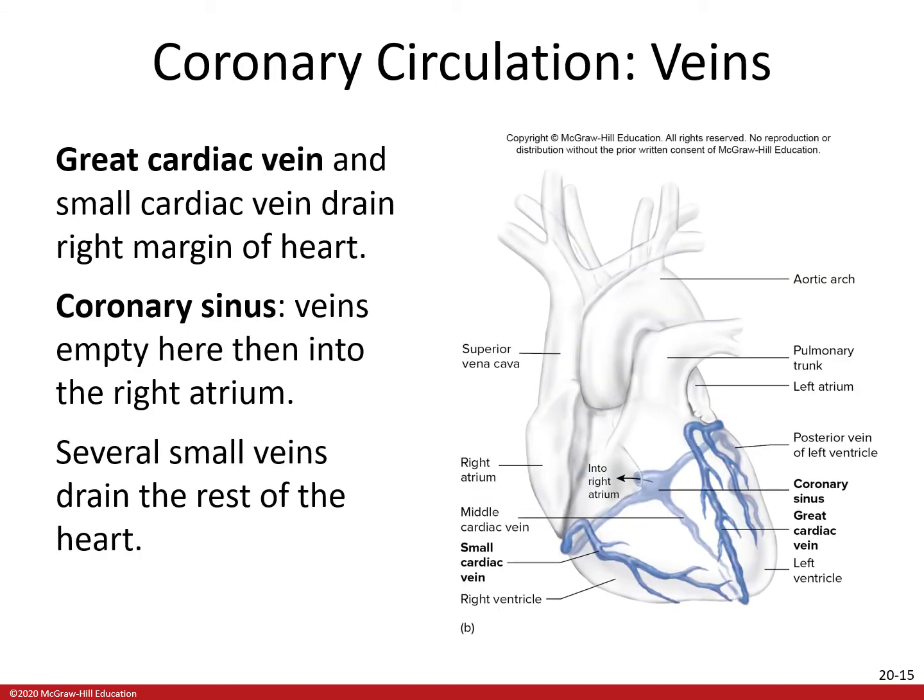Moving on to the coronary circulation of veins. So you have the great cardiac vein, and this is going to be kind of a bigger guy here, which you can see if I can get my little pointer going right here. So we've got our great cardiac vein there. And then it's going to have a small cardiac vein that is going to drain the right margin of the heart. And then the coronary sinus, which is going to be veins that empty here and then into the right atrium, so directly back into the heart.